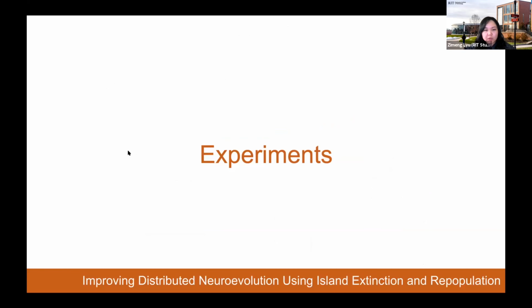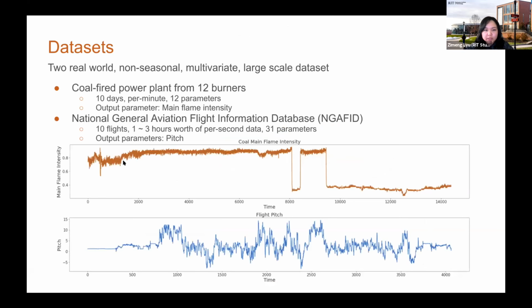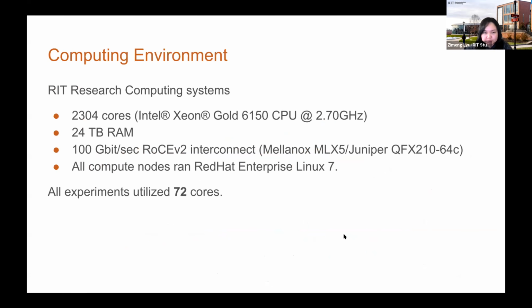And now we can talk about the experiments. We used two data sets. One is the coal-fired power plant data set. The other one is the aviation flight data set. And we can see those are examples of how the output parameters look. First, they look very different. And second, they are not seasonal data.